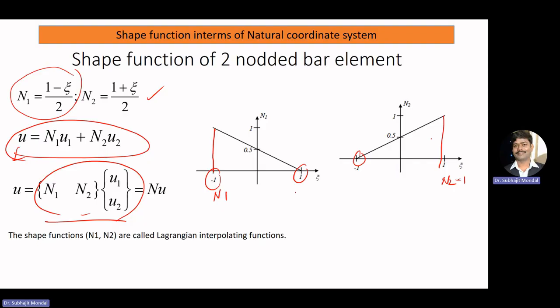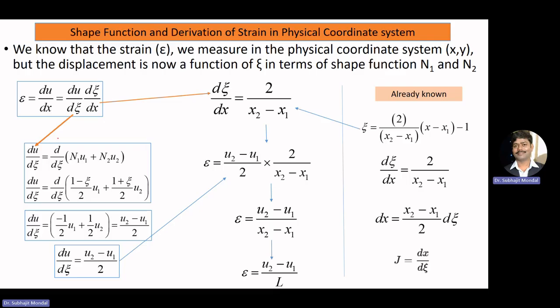So this is the property of the shape function, and the shape function is varying linearly within the element, and the stiffness matrix derived using this shape function is called the linear element. If you use a higher order element, then you can say it's a quadratic element, because our shape function will be quadratic in nature. So this is the shape function for this 1D bar element. Now we know that the strain is du by dx.